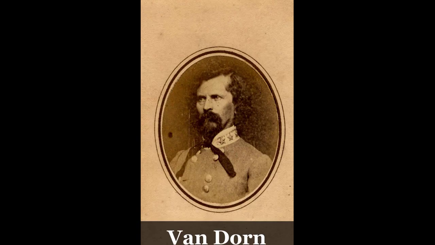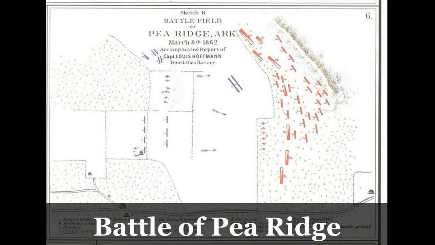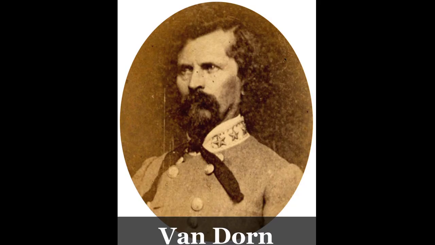As winter turned to spring in 1862, Curtis's army began its march into Arkansas, aiming to capture the city of Fayetteville, a key logistical hub that controlled access to the region. The Union Army moved with caution, aware of the treacherous terrain and the potential for Confederate ambushes.